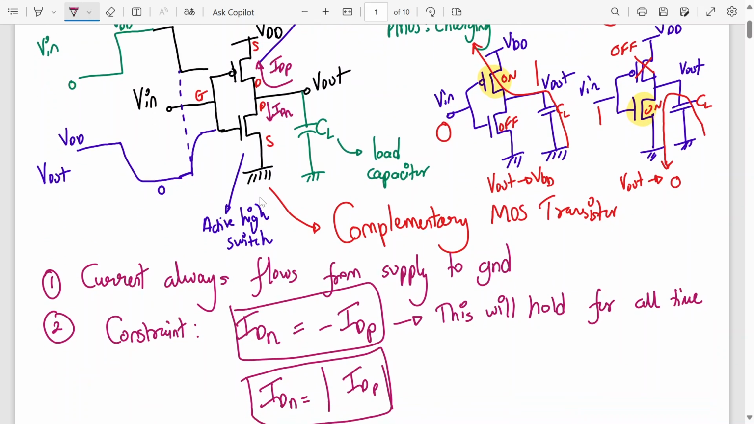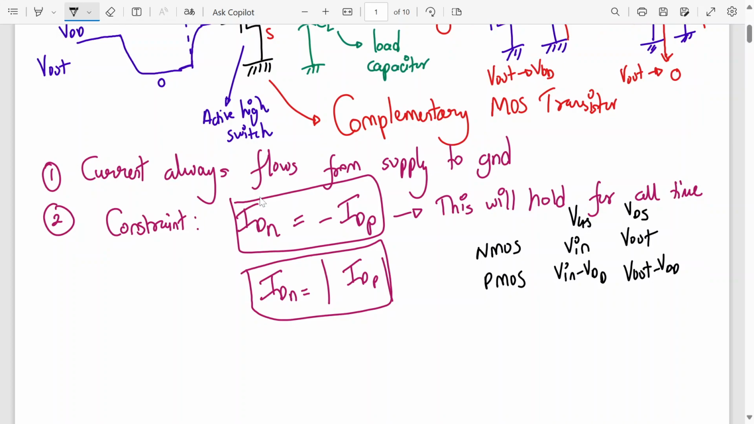Yesterday we discussed this. In a CMOS inverter, for NMOS and PMOS, what is VGS for NMOS? V in. What is VDS for NMOS? V out. Yesterday we have written it. What is VGS for PMOS? V in minus VDD. What is VDS for PMOS? V out minus VDD. So these are the remaining 4 constraints. Write them down. Correct?